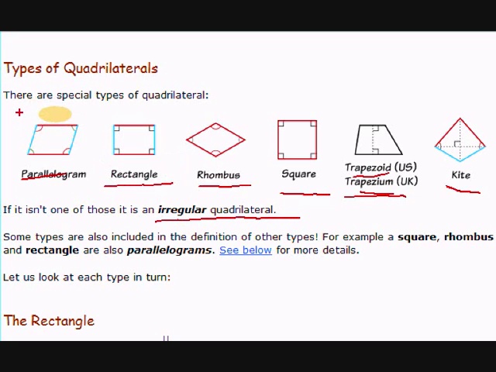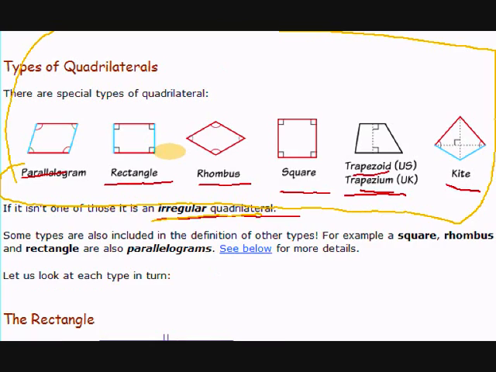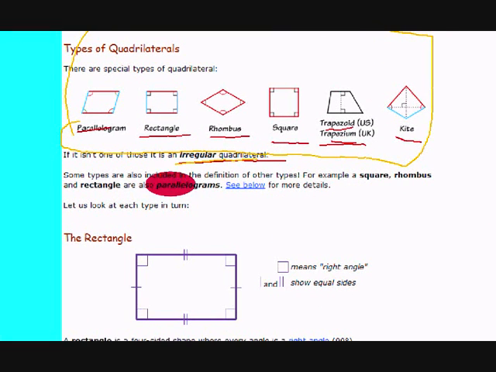All the quadrilaterals fall within this category, as mentioned here. If it doesn't come into any one of these types, then they call it an irregular quadrilateral. Some of the types are included. We'll show one of them. It's a rectangle.